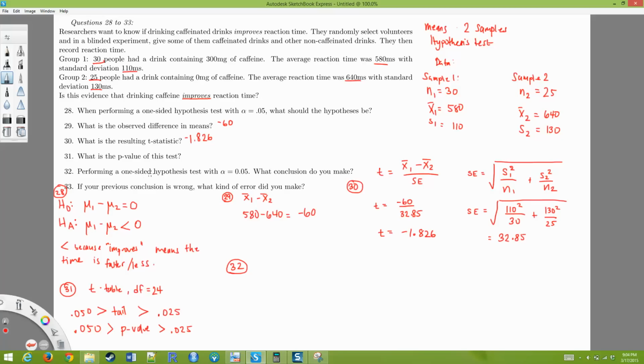All right, if our alpha is 0.05, what conclusion do we make? Is my p-value bigger or smaller than 0.05? It's smaller. Right here it says 0.050 is bigger than the p-value. The alligator would rather eat 0.05. So our p-value is less than 0.05. So do we reject or not reject? Reject. So we reject what? The null hypothesis. Okay, that means we have evidence that caffeine improves reaction time.